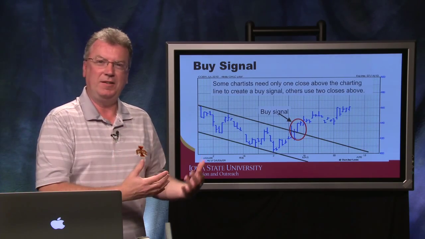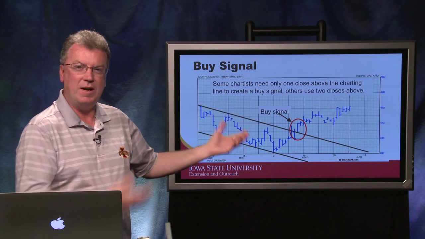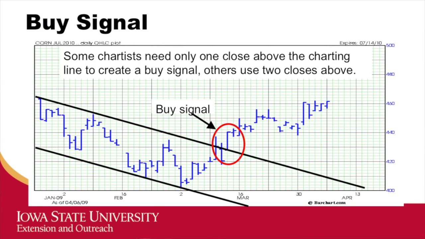Now, a buy signal. There we'd be looking at a downward trend, and when we pop on the upside, when we break the channel on the upside, that's indicating a time to buy the product. Because again, I'm looking to buy low and sell high.